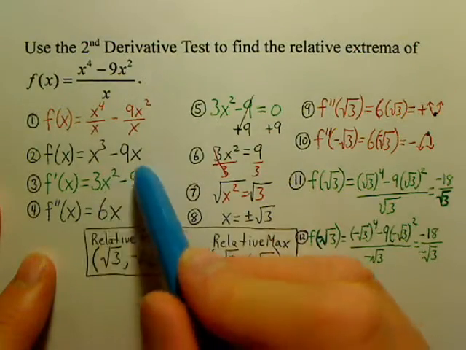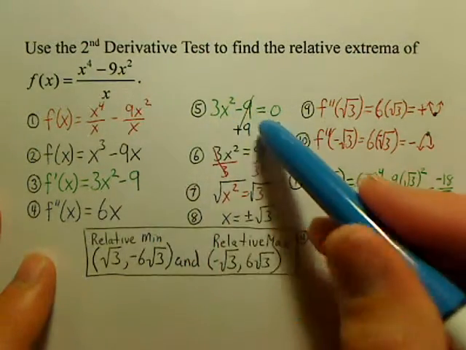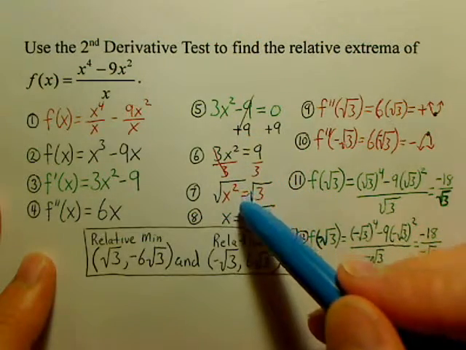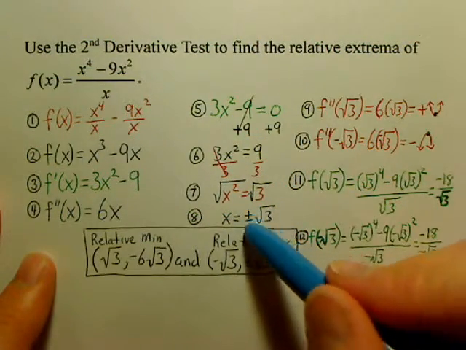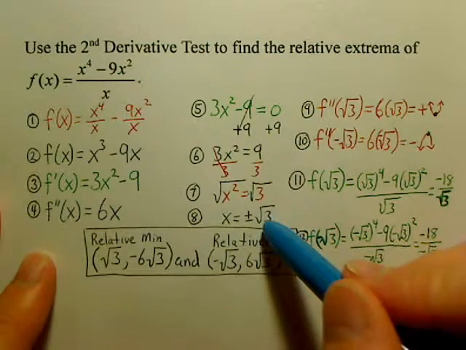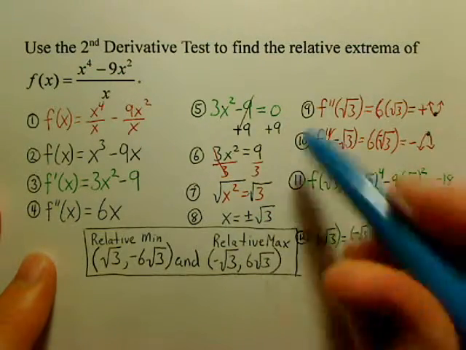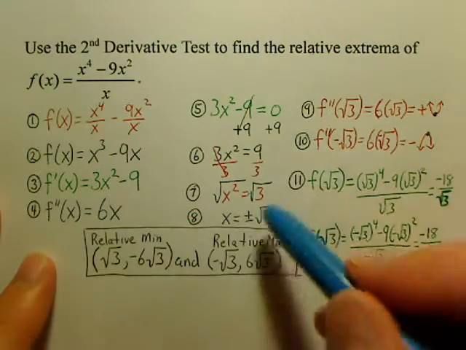To find critical numbers, I set this derivative equal to 0, and as you can tell here, I solve it for x. I get plus or minus, don't forget plus or minus square root of 3. Those are my two critical numbers. Those are my possibilities of relative extremas.